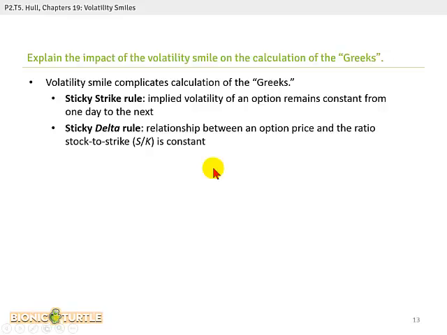The volatility smile does complicate the calculation of the Greeks. So we have a sticky strike rule, that the implied volatility of an option remains constant from one day to the next, and a sticky delta rule: the relationship between an option price and the ratio of its stock to strike price is relatively constant.